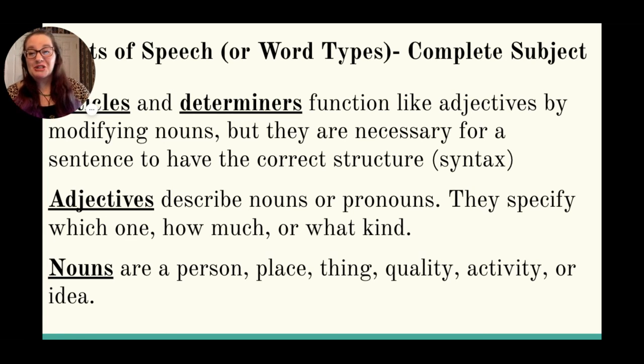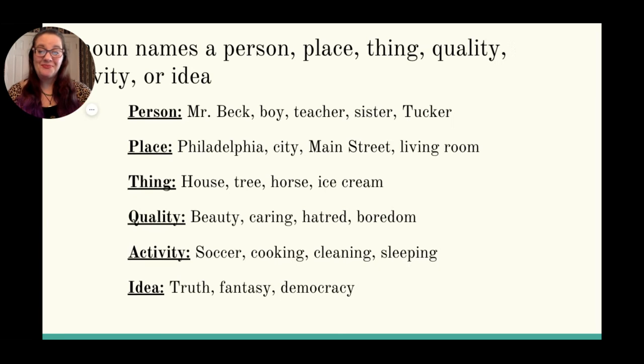Then our complete subject includes 3 adjectives, 3, glittery, and green. And adjectives describe nouns or pronouns, and they usually will specify which one, how much, or what kind. And then the last part of our complete subject is the noun, the subject of our mentor sentence. And nouns are a person, place, thing, quality, activity, or idea. And if you're looking for a few examples for those different categories, you can take a look at this list right here. We have a few for each of those 6 categories so that it's easier for you to find nouns in sentences when you have to look for them.